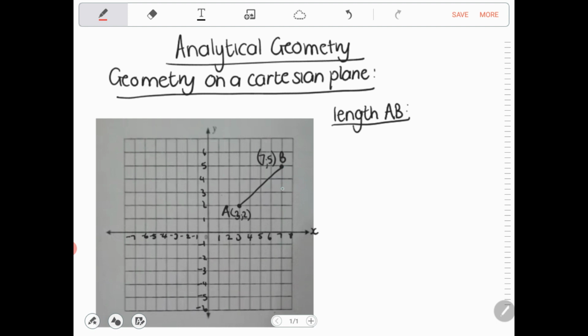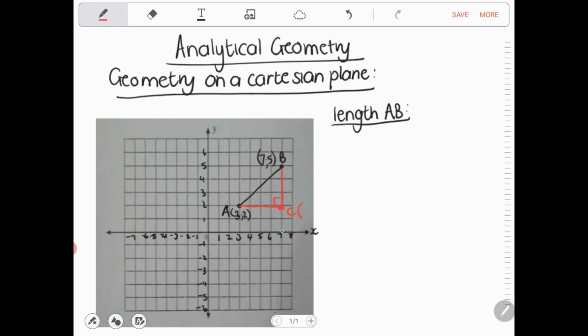Like if we had a line that was vertical or horizontal, we could count how many blocks it was going across. But with a slopey line like AB, we can't do any counting. So what we do is we imagine making ourselves a right-angled triangle. Okay, if we made ourselves a right-angled triangle, can you see that AB would be the hypotenuse of the right-angled triangle that I've made?